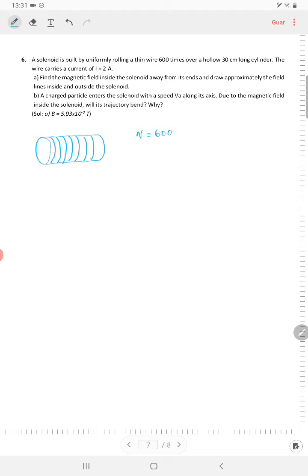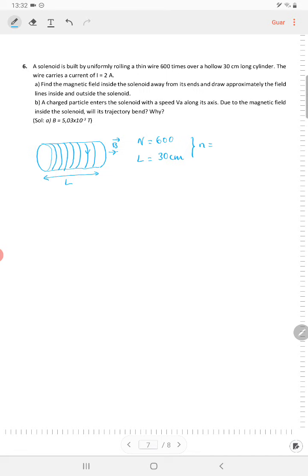We can imagine, for instance, that the current goes like this. So the magnetic field inside would go in that direction, okay? It has a total length of 30 centimeters. So this gives us a number of loops per meter, that is N divided by L, which is 2 times 10 to the plus 3 meters to the minus 1. And then it carries a current of 2 amperes.